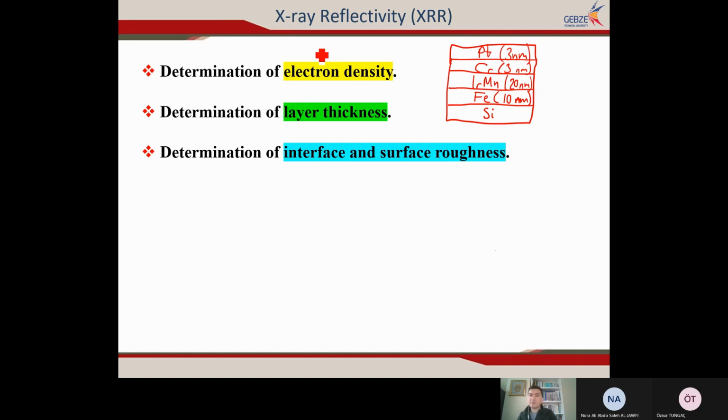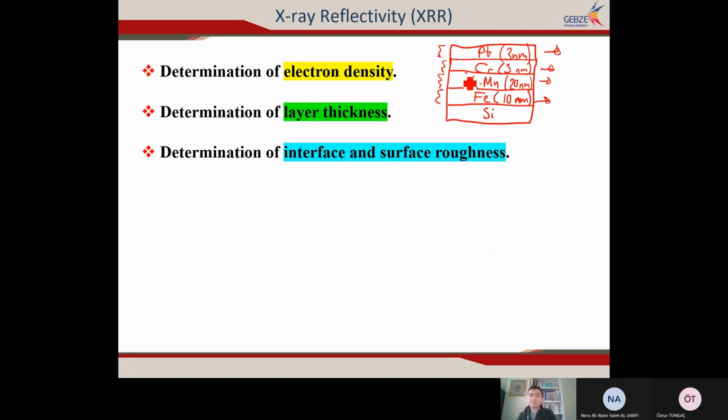So by using X-ray reflectivity, you can even determine the individual thicknesses of each layer, okay? You can determine the thickness of the platinum here, thickness of the chromium, thickness of the iridium manganese, thickness of the iron here, independently. So this is a very powerful method. In addition to that, you can determine the density of the platinum, density of the chromium, density of the iridium manganese, density of the iron. So why is this important?